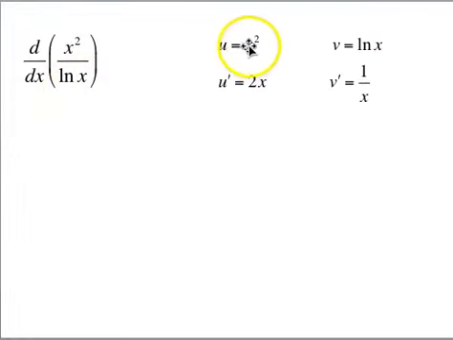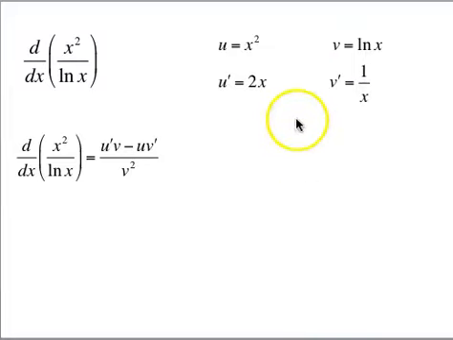Our next example is the derivative of x squared over the natural log of x. U will be x squared, v will be the natural log of x. So u prime, the derivative of x squared, is 2x. V prime, the derivative of the natural log of x, is 1 over x. So our quotient rule, u prime v minus uv prime over v squared. U prime v, 2x log x, minus uv prime, x squared times 1 over x, all divided by v squared, all divided by log x squared.